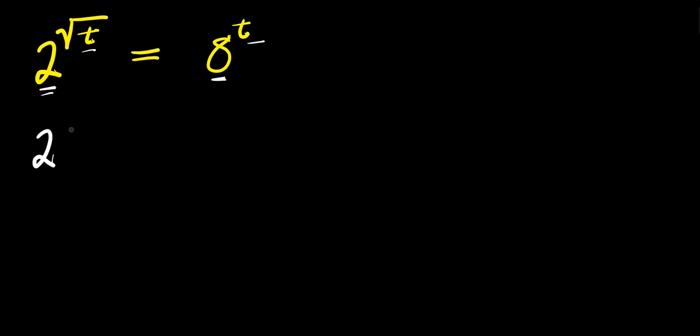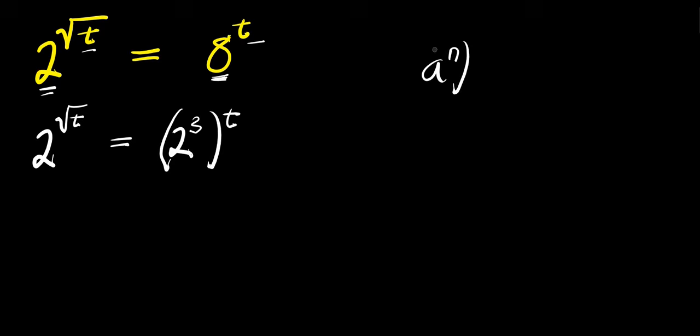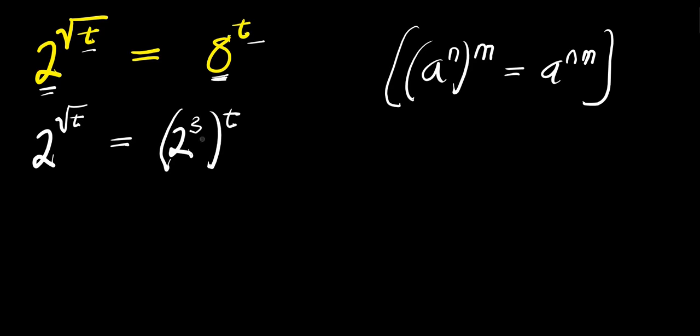So this is 2 to the power of square root of t equals 8. Here I can express it as 2 to the power of 3, and this is raised to the power of t. Now, if you have a to the power of n raised to the power of m, this equals a power n times m. Now I'm going to multiply this exponent. I'll have 2 power square root of t equals 2 power 3t.